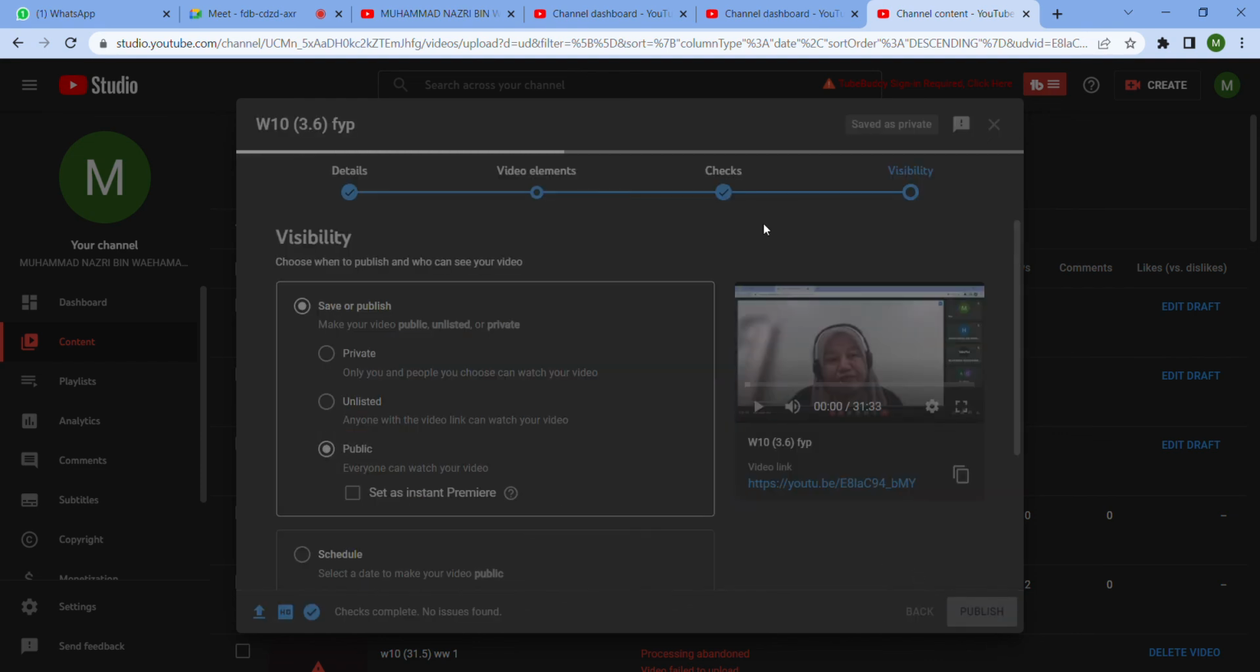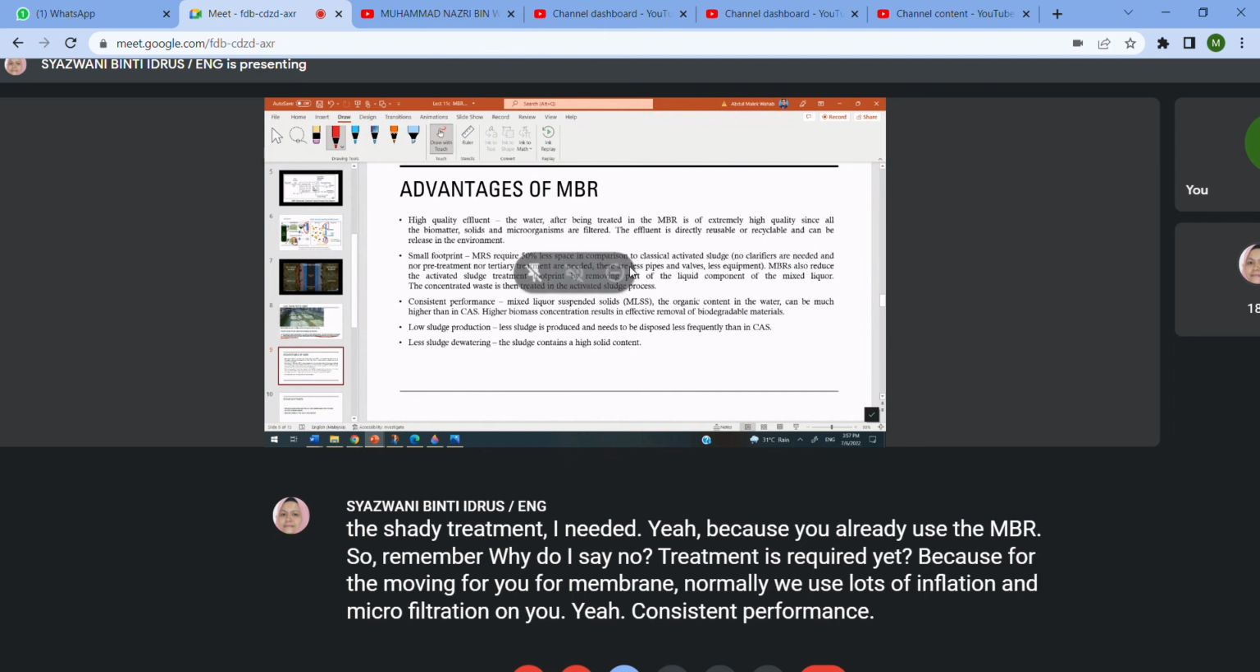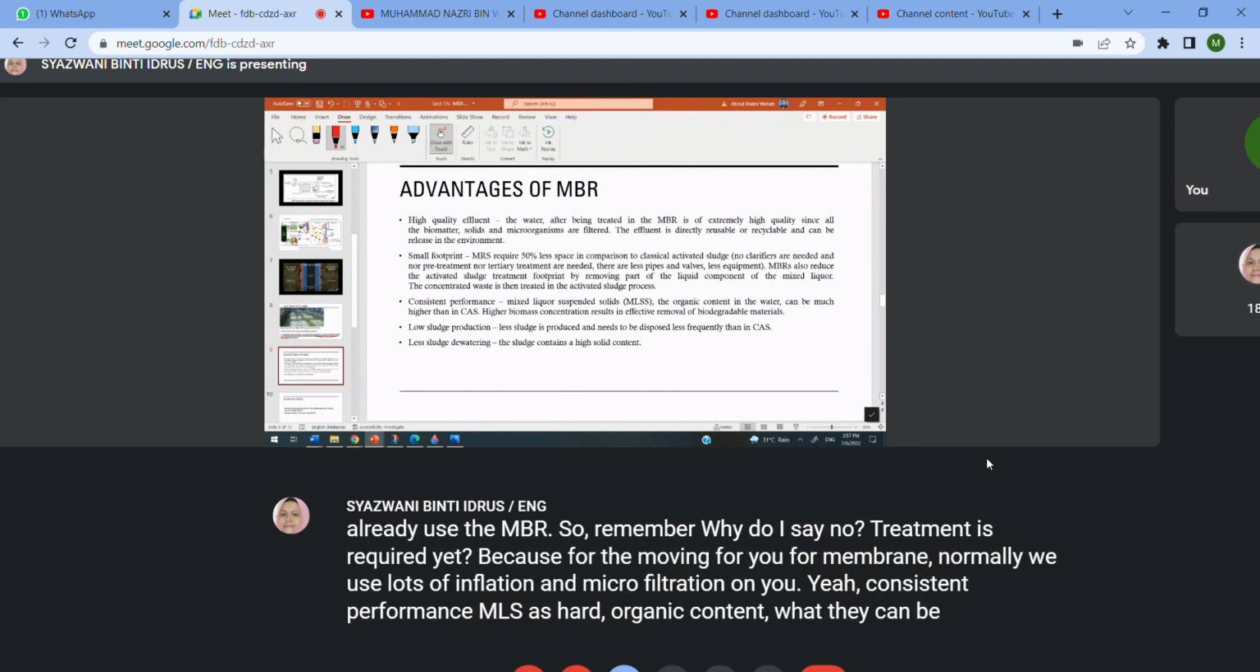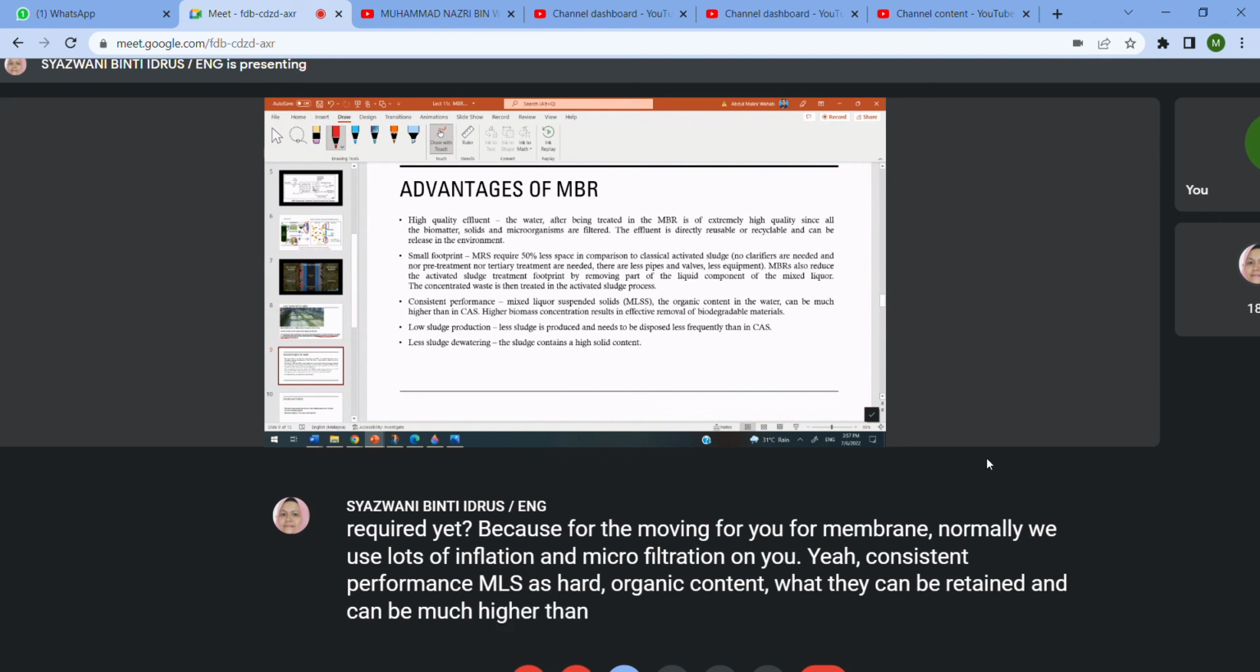Consistent performance. MLSS is high, the organic content in the water can be retained and can be much higher than conventional activated sludge.